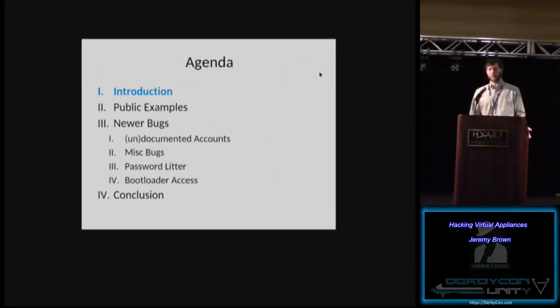Now I'll go into some of the newer bugs. These are some of the bugs I've found through the last few months of my research with various different categories: documented accounts, undocumented accounts. Password litter is really an interesting one in this space, in virtual appliance security. And then I'll show you where to go from here and how vendors can start fixing these, and at that point you should get a pretty good understanding of how to exploit these.